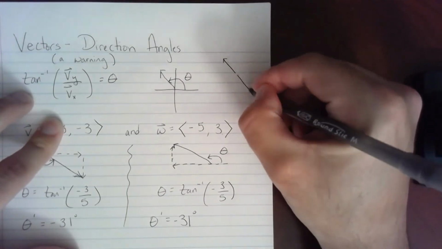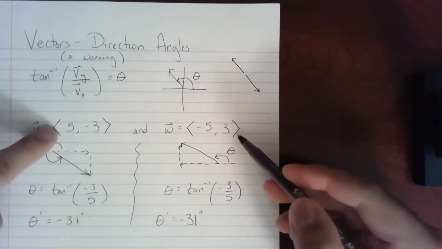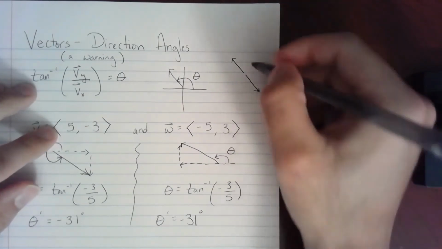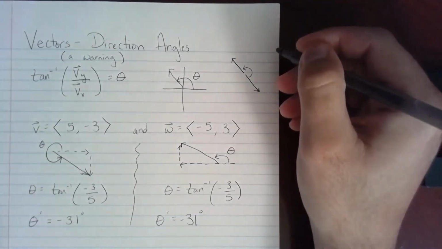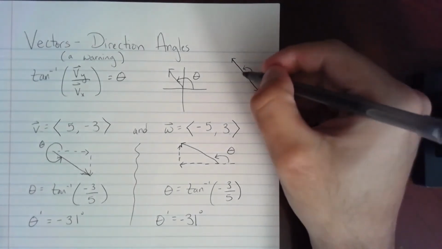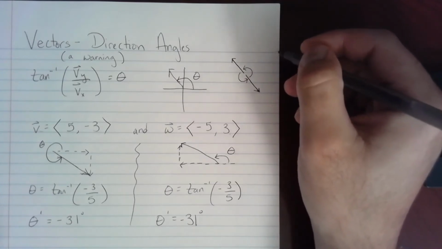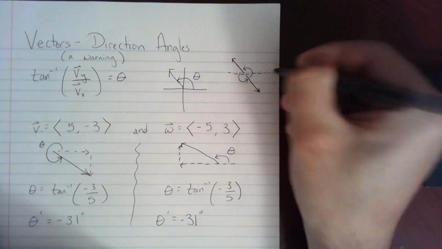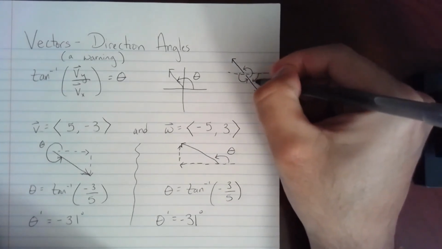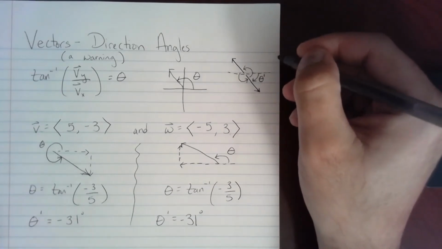If we had these two things that are directly opposite each other, which is what's happening here with our 5, -3 and our -5, 3, the distance here is 180 degrees. The same thing is true here. This would be 180 degrees. So when they give us that negative value, the negative value is this angle here. This is the theta prime that we just came up with.